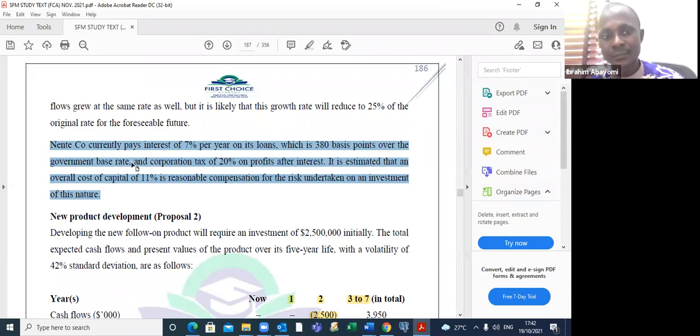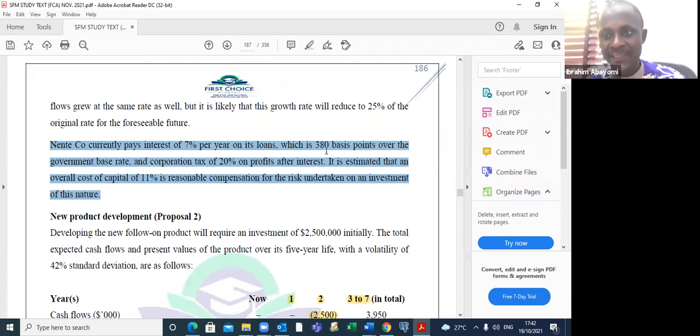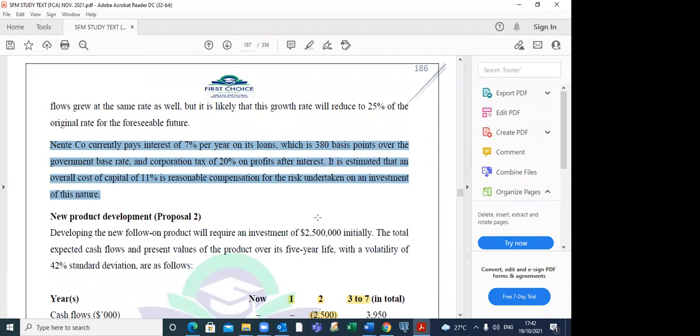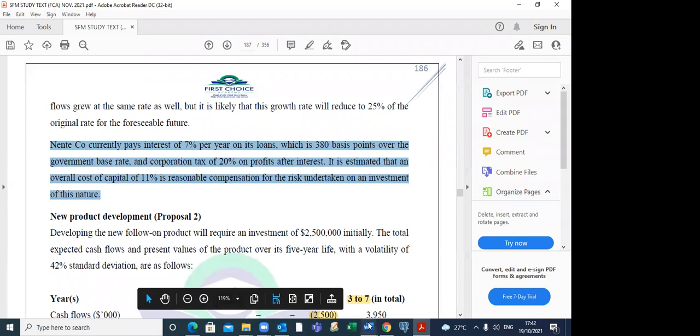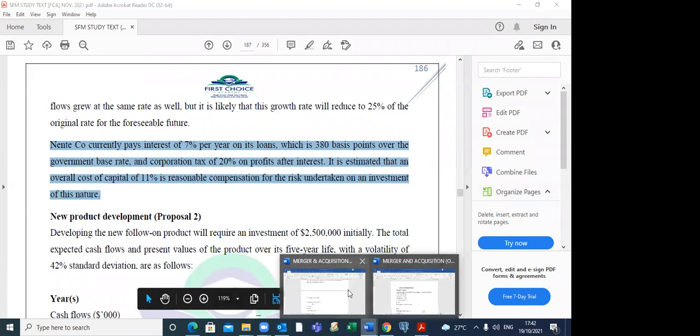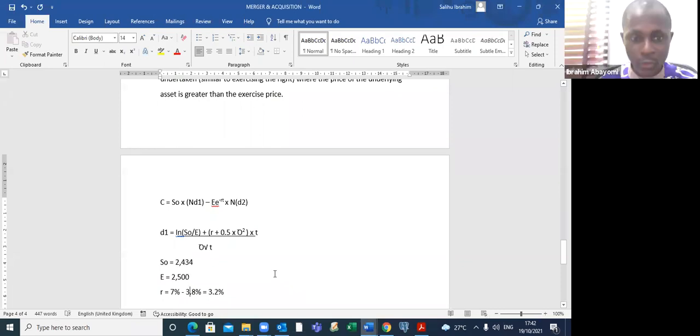Okay, I've seen it. So we are removing that 380 basis points from 7%. Did you understand now? Hello? It's the network, it's only breaking. Okay, so let us continue. So our risk-free rate is 3.2%.